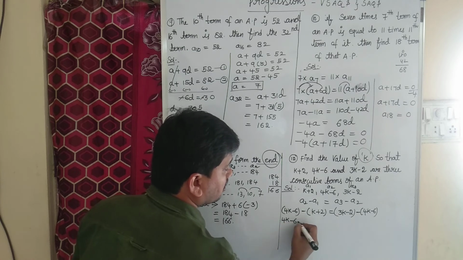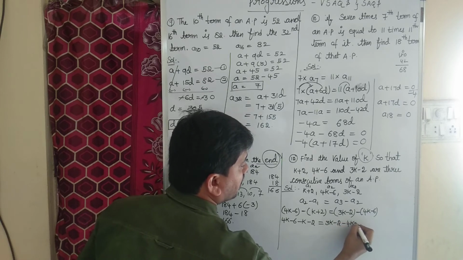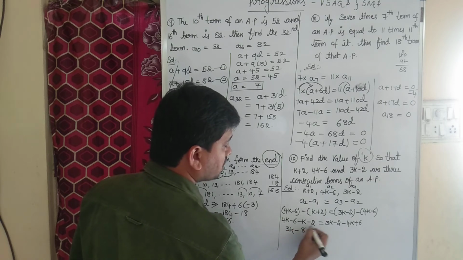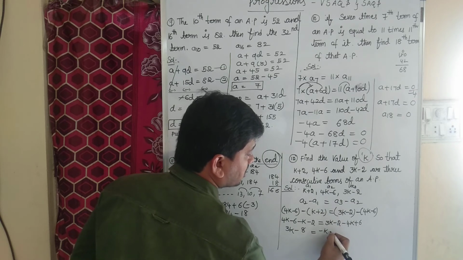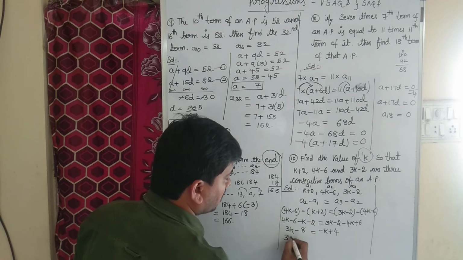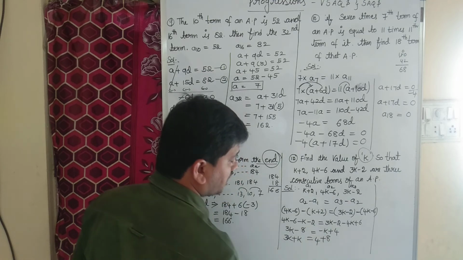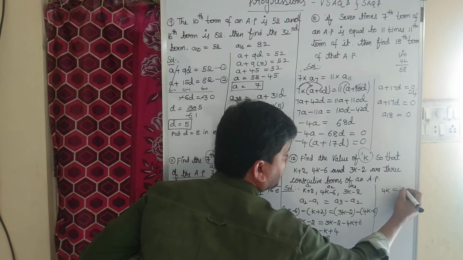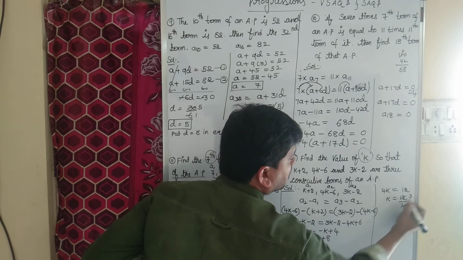4k minus 6 minus k minus 2 equals 3k minus 2 minus 4k, minus into minus is plus. 4k minus k is 3k, minus 6 minus 2 is minus 8. 3k minus 4k is minus k, and 6 minus 2 is plus 4. Now let us transpose: 3k minus k, if you transpose, plus k equals 4 minus 8, you transpose plus 8. 3k plus k, that is 4k, equals 4 plus 8, 12. So k equals 12 divided by 4, 4 threes are 12.